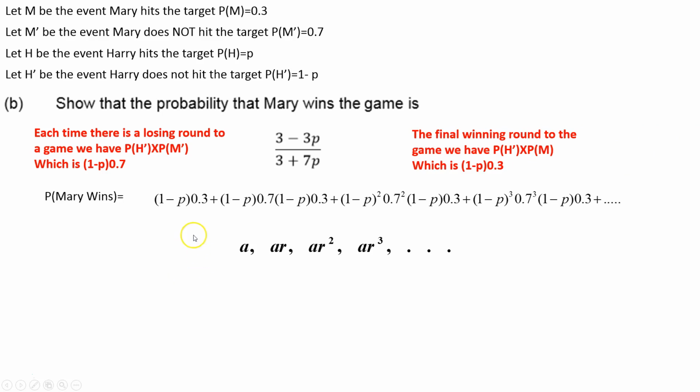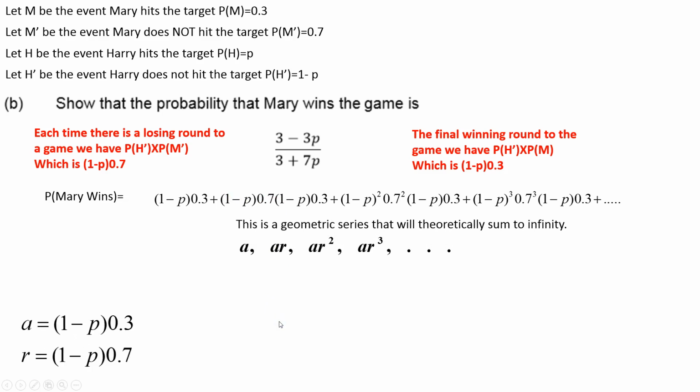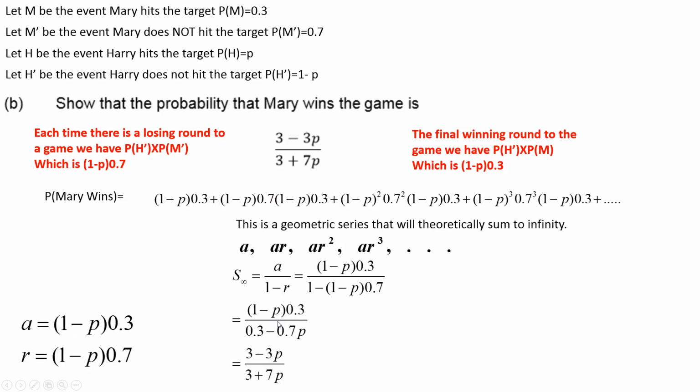Considering that Mary could win on her first, or her second, or her third, or her fourth, or her fifth, and so on to infinity, each time we simply multiply by the common ratio, which is the probability of a complete round of failures, (1 minus p) times 0.7. Using the concepts that we understand from pure maths, the sum to infinity of a geometric series is a over 1 minus r, providing that r lies between -1 and +1. Here our first term is (1 minus p) times 0.3, and our common ratio is (1 minus p) times 0.7.